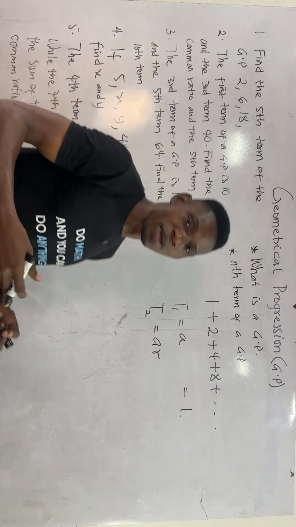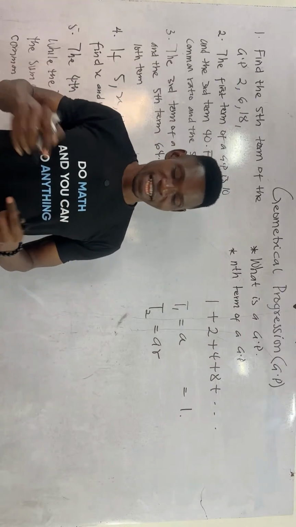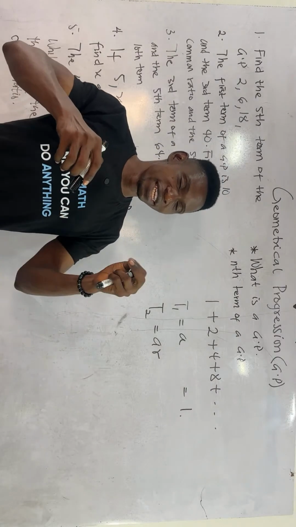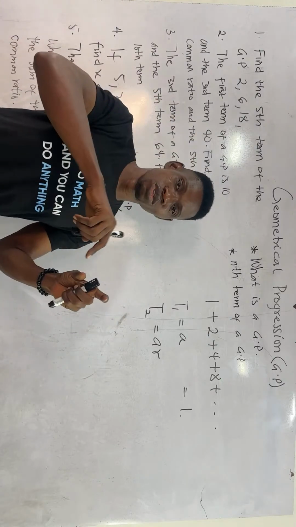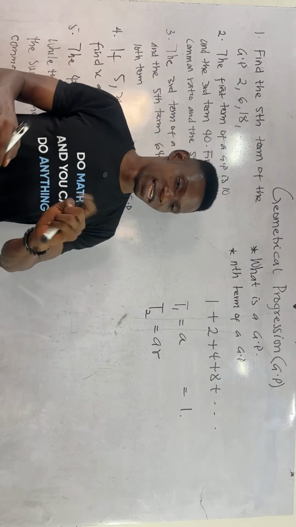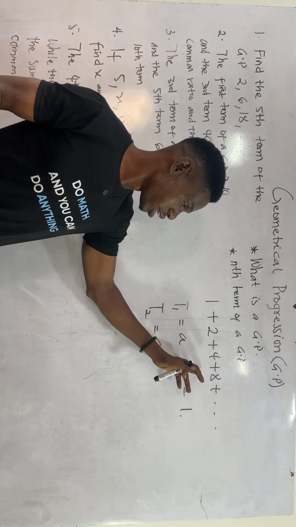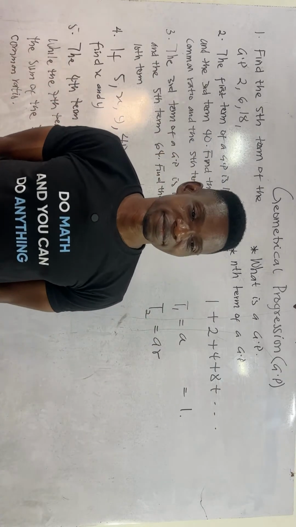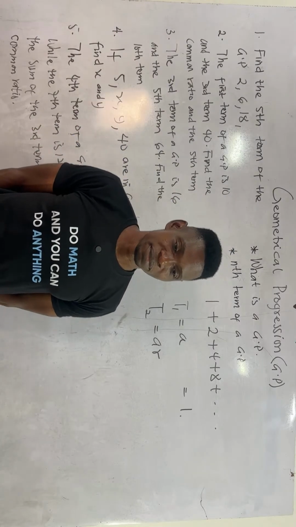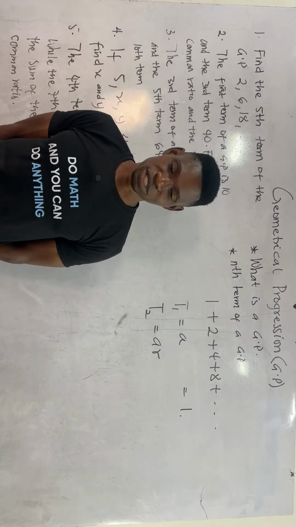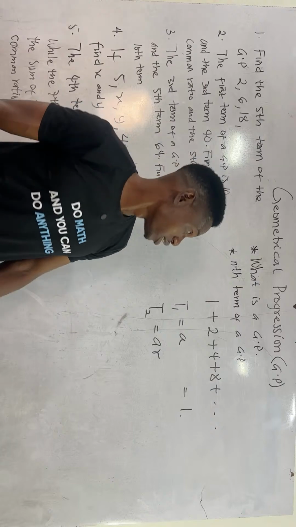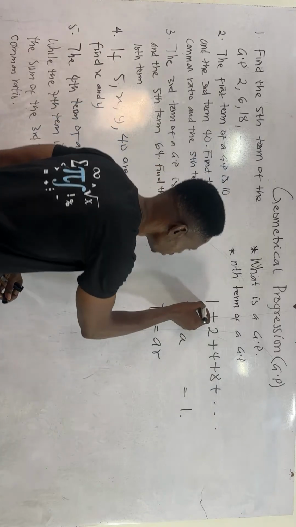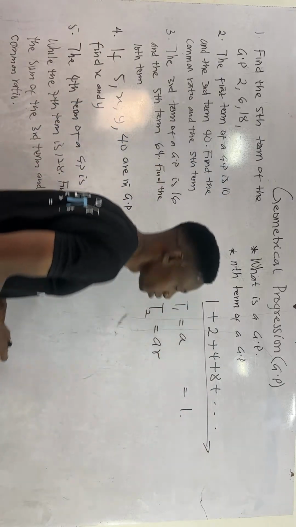You know, in a GP now, we have a ratio that is common, isn't it? Now, that common ratio, you're going to multiply the first term by that common ratio to get the second term. Now, what is the common ratio here? I want to see your answer. What's the common ratio, class? Type. I want to see your answer in the comment section. What is the common ratio of this progression?